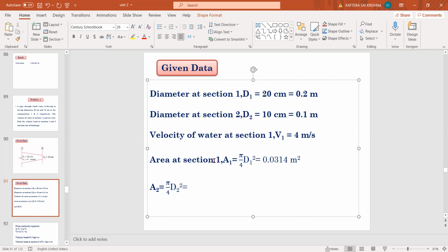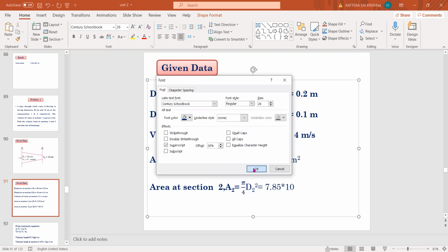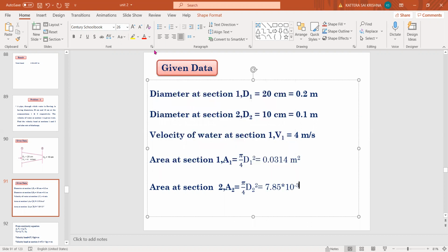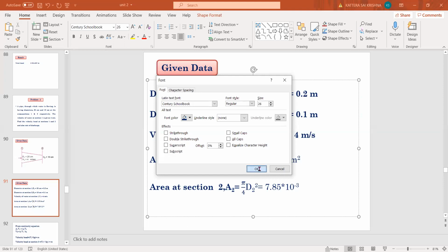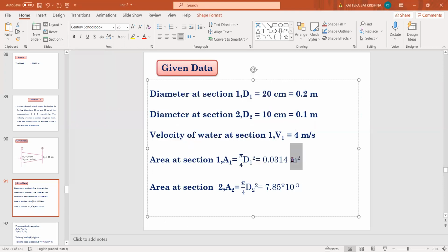Similarly, find the area at section 2. So area 2 is, what is the value? 7.85 into 10 to the power of minus 3. So these are the areas A1 and A2 we have found out.